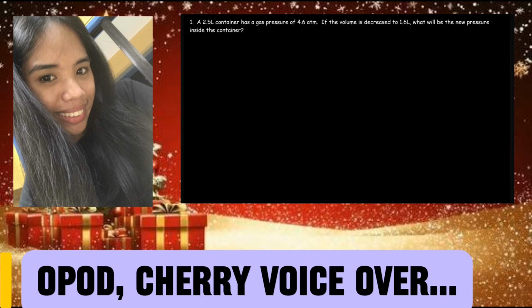Now let's work on some problems. Number 1: a 2.5 liter container has a gas pressure of 4.6 atm. If the volume is decreased to 1.6 liters, what will be the new pressure inside the container? Well, let's make a list of what we have. V1, the first volume, is 2.5 liters, and the pressure that corresponds to that volume is 4.6 atm. Now the volume is decreased to 1.6 liters, so that's a new volume, V2. And we're looking for the new pressure, P2.